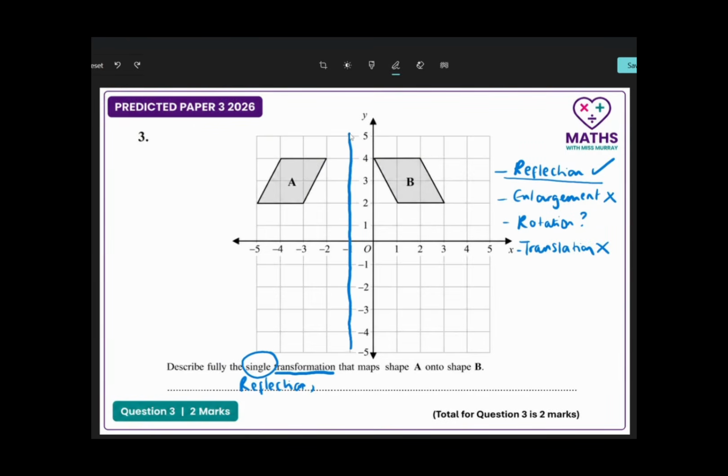So that is my line of reflection there, and that helps me. So when you've got lines of reflection, there will either be x equals or y equals. It wants the equation. Sometimes they'll allow y-axis and x-axis, but normally they won't give you the mark unless you've got the equation. This is where people often go wrong.